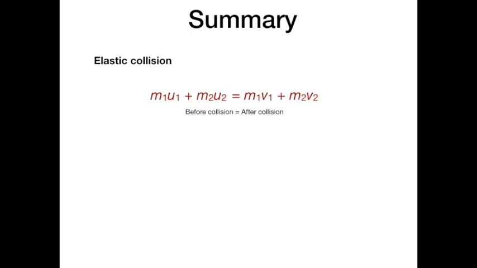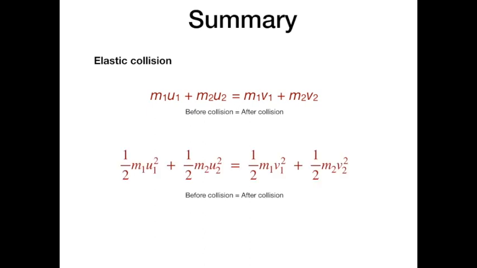To summarize our discussion and to use this concept to solve numerical problems related to elastic and inelastic collision, we can use the following equations. For elastic collision, in terms of momentum, m1u1 plus m2u2 before collision equals m1v1 plus m2v2 after the collision. For kinetic energy, half m1u1 square plus half m2u2 square equals half m1v1 square plus half m2v2 square before and after the collisions.